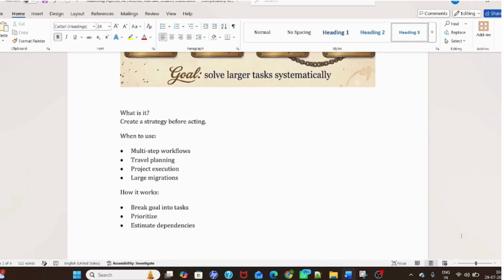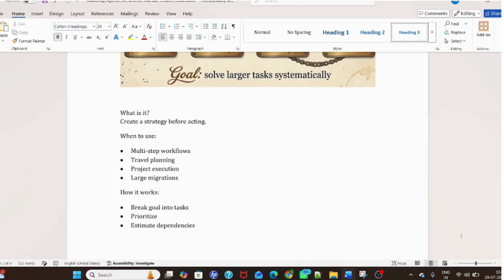What is it? Create a strategy before acting, right? You are making a strategy, a multi-step workflow. Travel planning, project execution, large migration. Large migration means you are migrating code, database, infrastructure, so it is better to plan and then proceed. Travel planning: first you make an itinerary, then you check the price and availability, and then make the plan. So multi-step workflow, big goal.